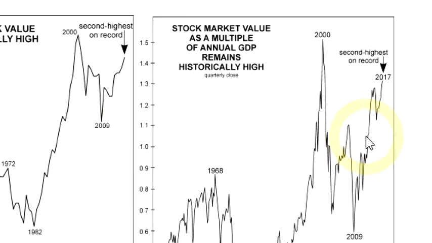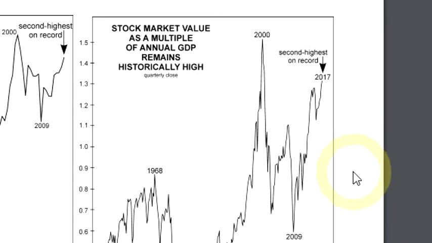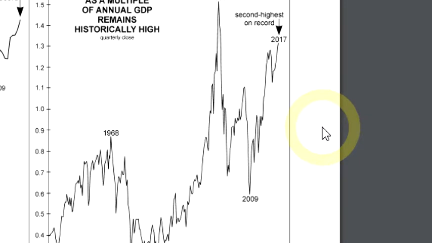Is the point there? Here's stock market value as a multiple of annual GDP. Again, if you look at the beginning of the 1968 bear market, it was right there. 2000, of course, is high. We're never going to get that high again, likely. But here's where we are in 2017, and notice you can kind of pick out 5 waves here.